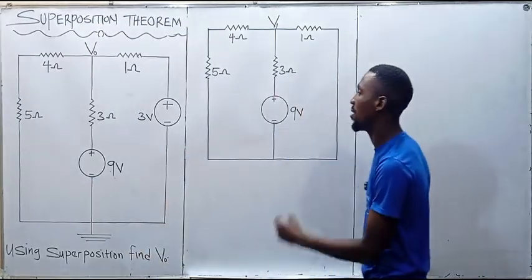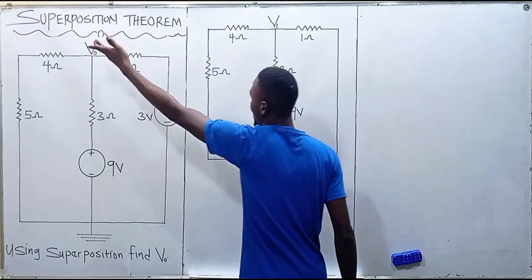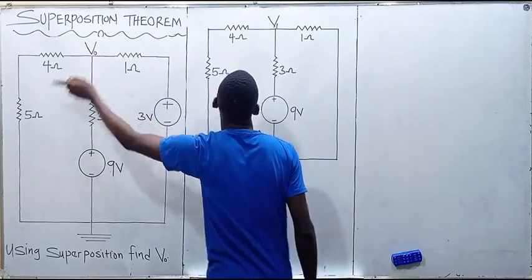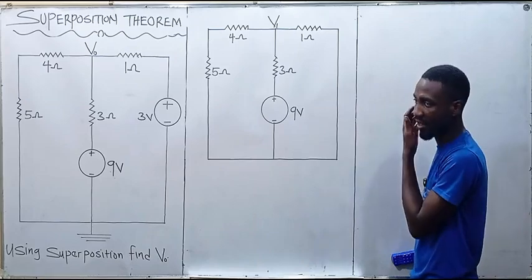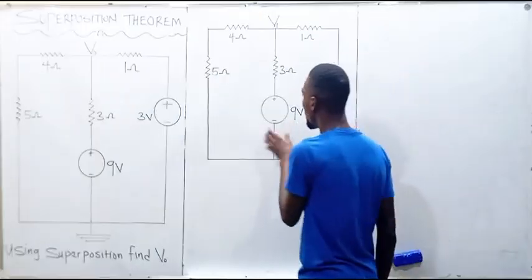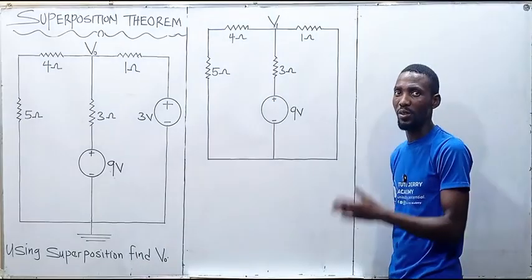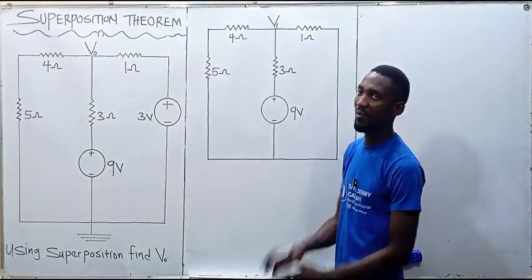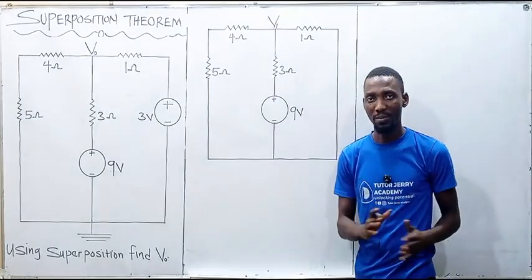All right, and then when we are considering 9 volts, automatically we change this one to V1, but you can use V not 1 if you want to do that. I'm using V1. So V1 is the voltage due to 9 volts. And when we are considering 3 volts, we use V2. So V2 will be the voltage due to 3 volts. So we can say that V1 and V2 are the voltage due to 9 volts and 3 volts respectively.